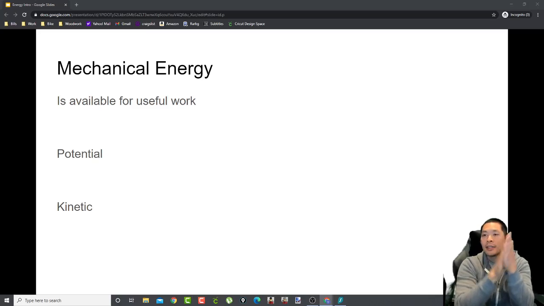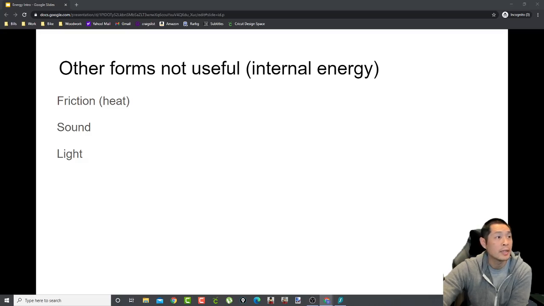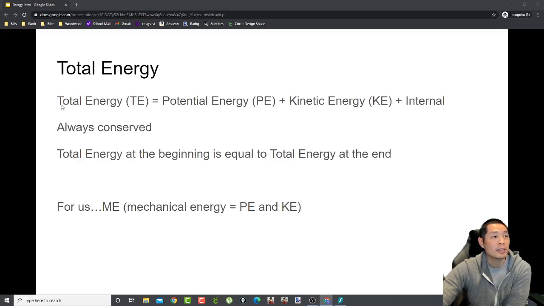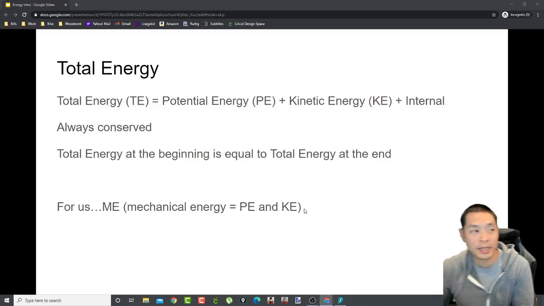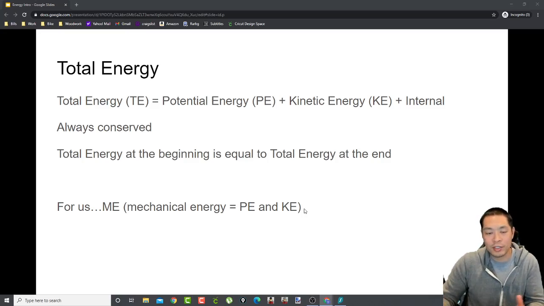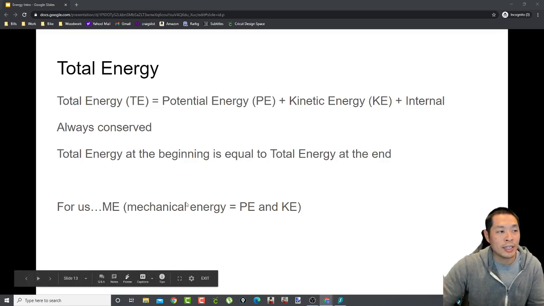Same thing when you rub your hands, the friction is heat that you can't reharness again. But it's useful because if your hands are cold, you can use it that way. All right, so technically total energy is potential, kinetic, and internal. This is always conserved no matter what. Your total energy is always conserved. Now for us, mechanical energy is potential and kinetic, so it depends on the problem itself. Sometimes we're going to say all mechanical energy is conserved because for us, physics is much easier to solve without friction. But in real life, mechanical energy is not conserved because we have internal.